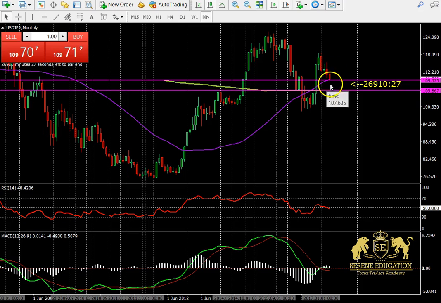The current monthly candle is trading very much lower than the previous month's close. RSI is below 50. Our MACD histogram is still just above the midline. However, our fast and trigger lines are now below, indicating that the sentiment is to the downside.